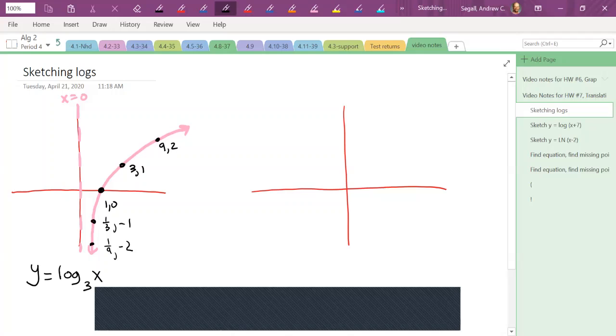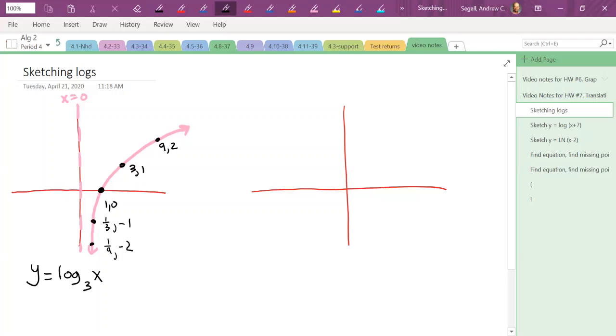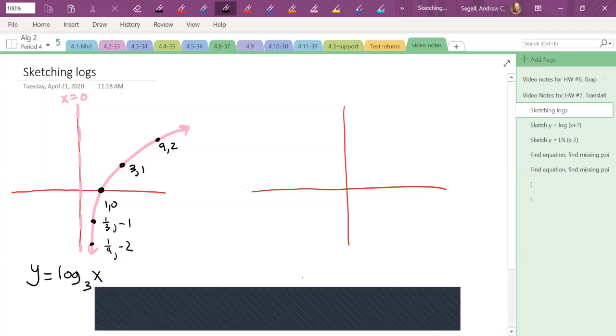And if you need to, you should pause the video right now and go back to Monday's video so you can refresh on that. Because now what we're going to do is we're going to start graphing translations. The function that we want to graph now is y equals log base 3 of (x minus 4). So the x minus 4 means that our graph is going to be shifted to the right 4 units.